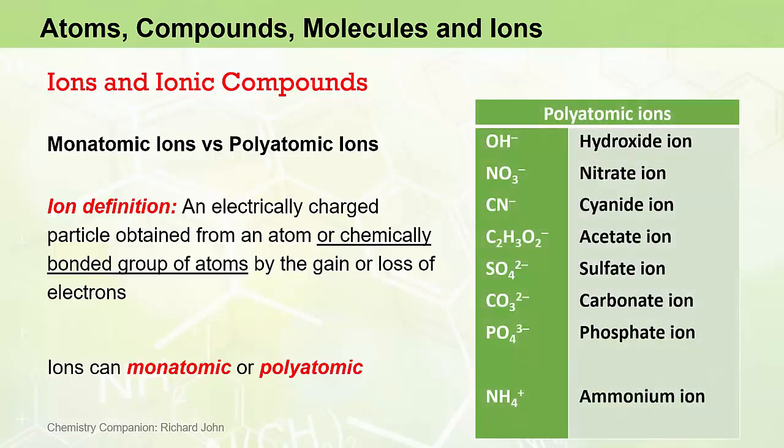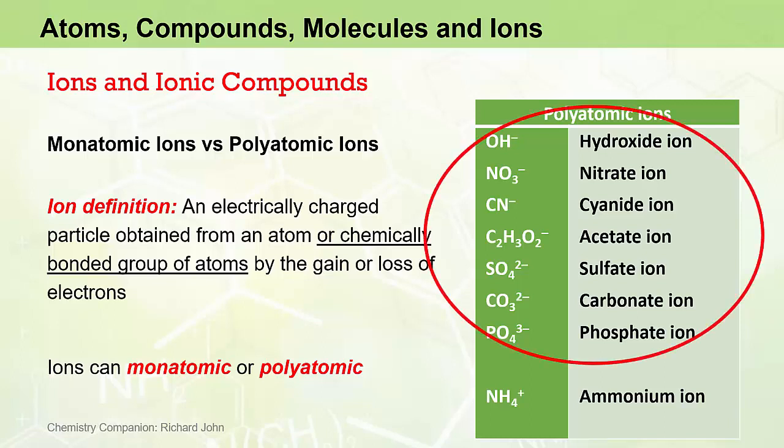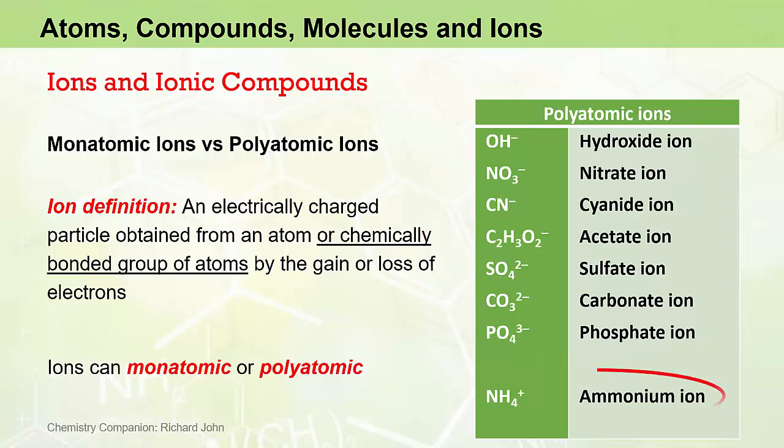And so we have a long list of polyatomic ions that we need to be aware of. This table here shows just a few of some of the more important common examples of ions that have more than one atom. Most polyatomic ions are negatively charged anions, but we see an example of one of the most common polyatomic cations at the bottom, the ammonium ion.